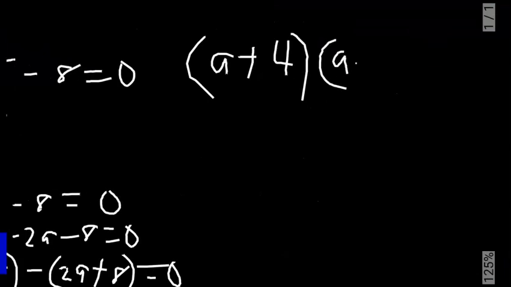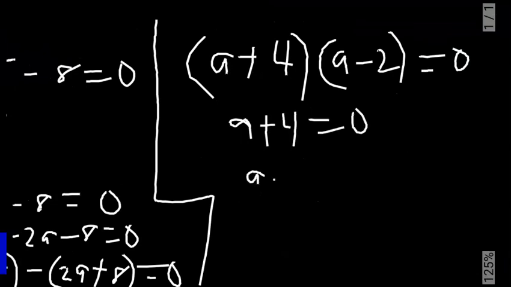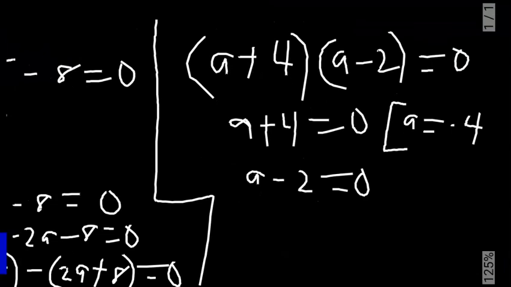A minus 2 equals 0. Since the equation equals 0, we can say a plus 4 is equal to 0, and a minus 2 equals 0. So for each value, we have a equals minus 4, and here we have a equals 2.